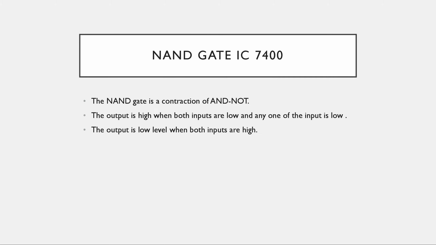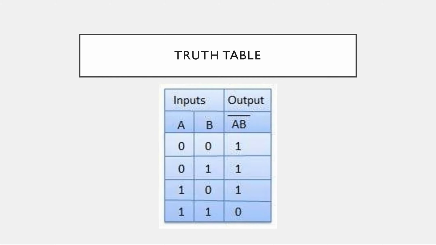Now we have seen the basic gates. Now we are going to see about the universal gates. The universal gates are the NAND and NOR gates. Now we are going to see about the NAND gate. The NAND gate is the contraction of AND and NOT. The output is high when any one of the inputs is low. The output is low level when both the inputs are high.